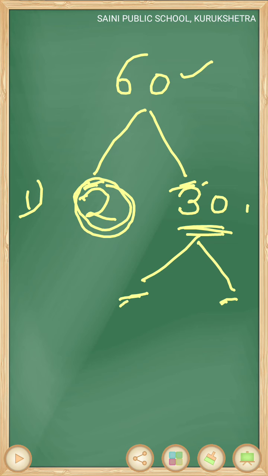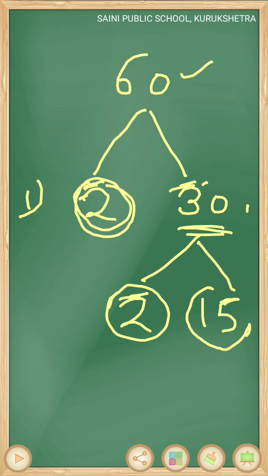2 into 15, we can write like this. Here 2 is prime, so I have circled it, and 15 is a composite number. So 2 is prime and 15 is composite. In the next step, again we will write 15 as a product of two numbers in which one should be prime and the other should be composite, because 15 is a composite number.